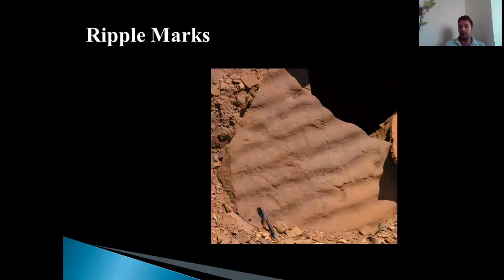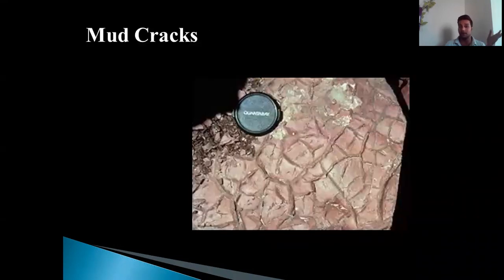Then we have seen the ripple marks. Ripple marks are developed by the marine, lacustrine, and riverine environments. Different environments develop different types of ripple marks, and accordingly you can identify in which environment the concerned sedimentary rock is formed. Mud cracks are developed because of the intense heating of the surface of the sediments, and the mud cracks also have great significance to identify the orientation of the bed.